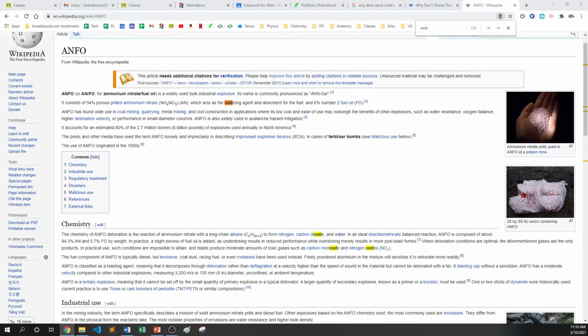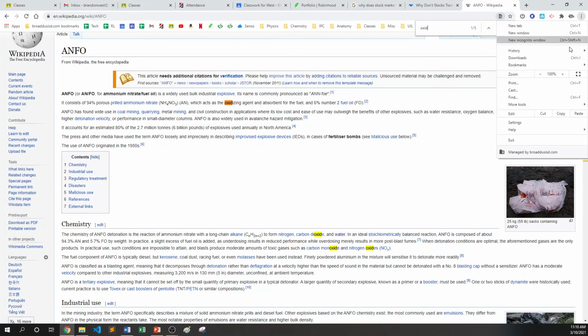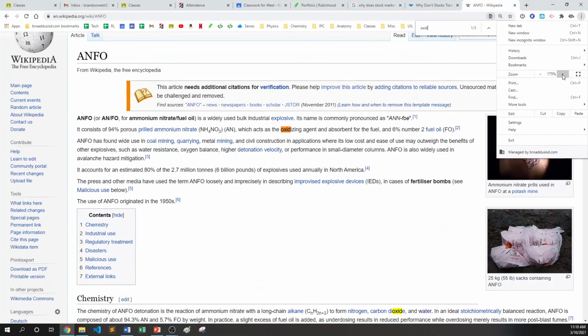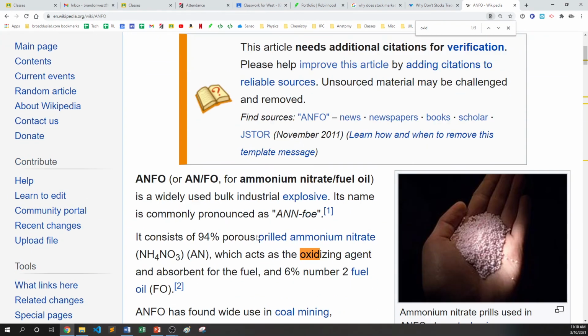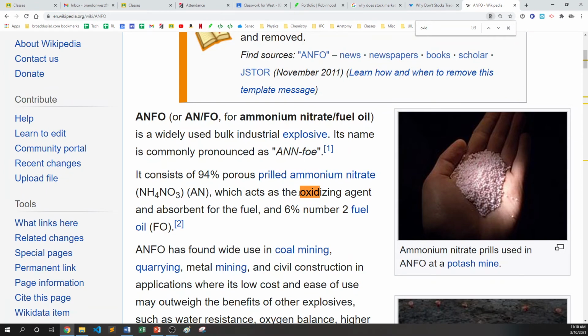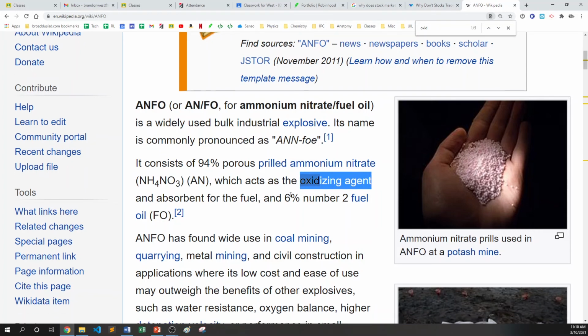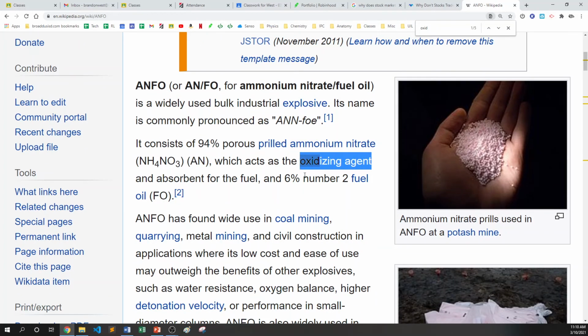So, looking up explosive bombs, you will notice every single type of explosive bomb requires one thing: an oxidizing agent. How explosive it is depends on how good the oxidizing agent is. Almost every single type of thing depends on its oxidation agent. Do y'all know what thermite is?